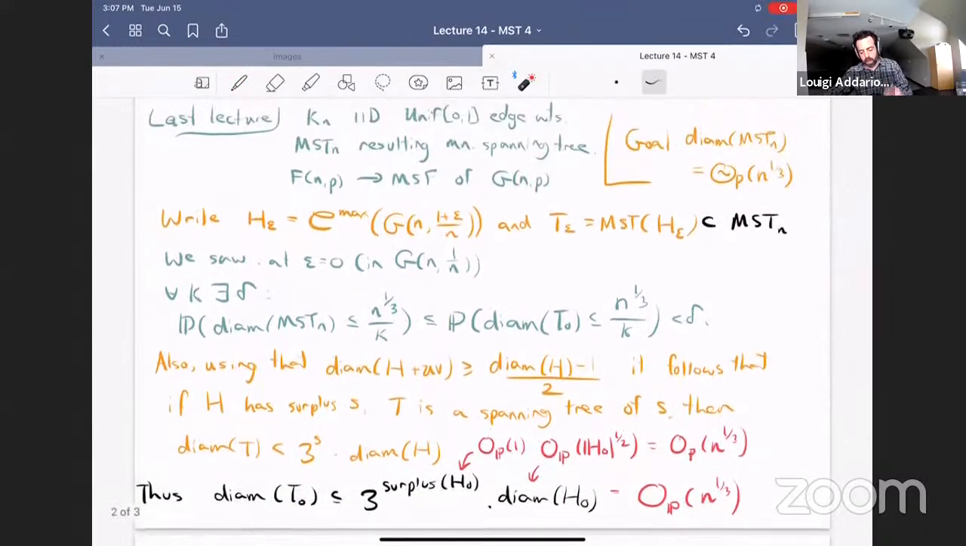That doesn't give us an upper bound on the diameter of the whole minimum spanning tree, because this inclusion goes the wrong way.